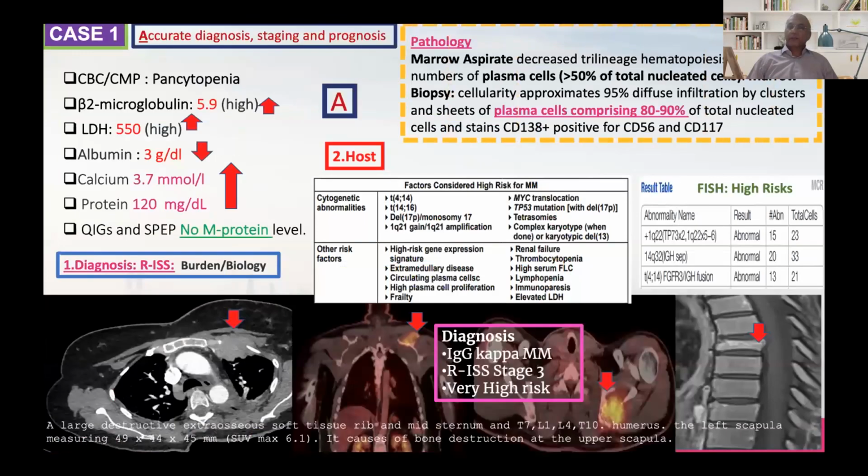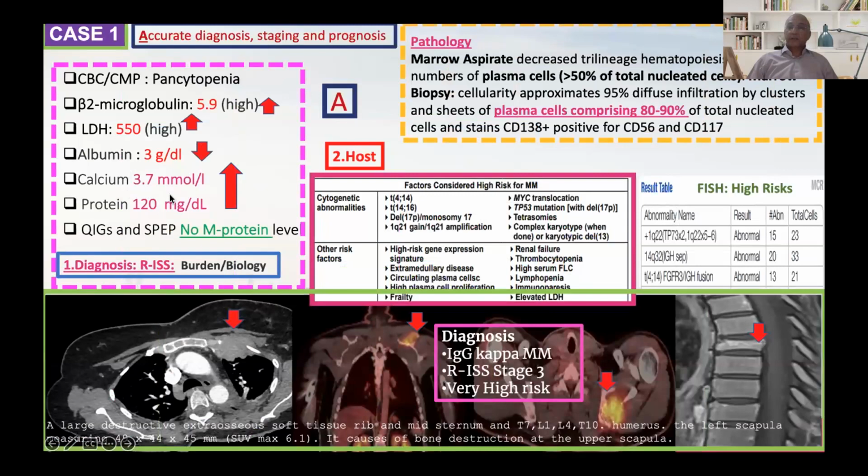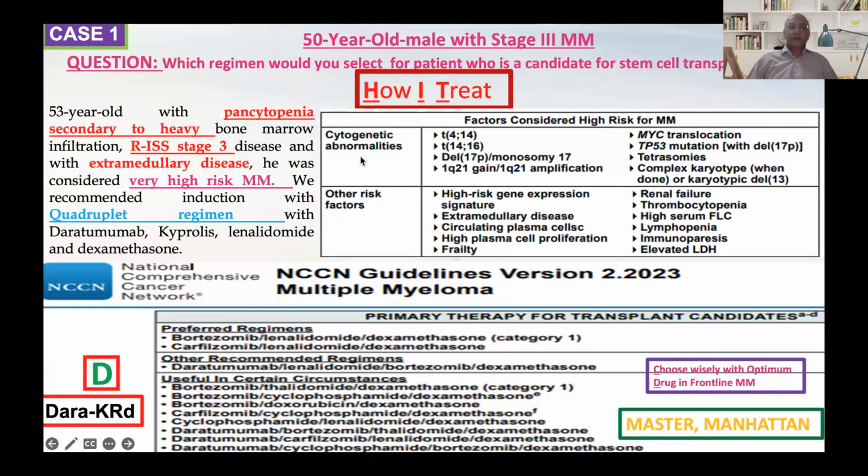Now we did a bone marrow, which confirmed it is 50% plasma cells. And the factors we look at are A, B, C, D, albumin, beta-2 microglobulin, and cytogenetics, which was actually triple positive, high risk, very high risk category. So it is IgG kappa multiple myeloma, stage 3, very high risk, with severe pancytopenia. So the question is what we should do in this patient.